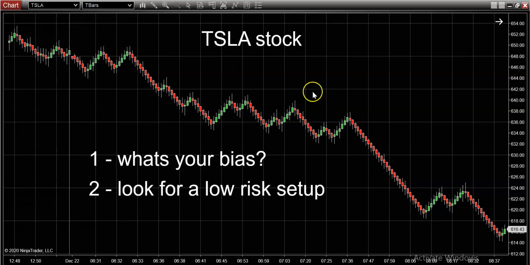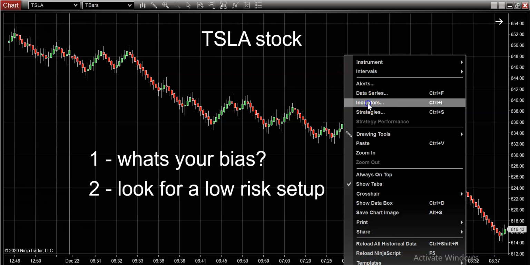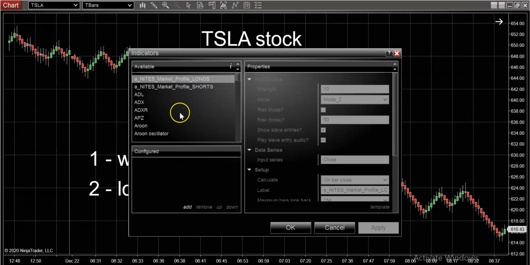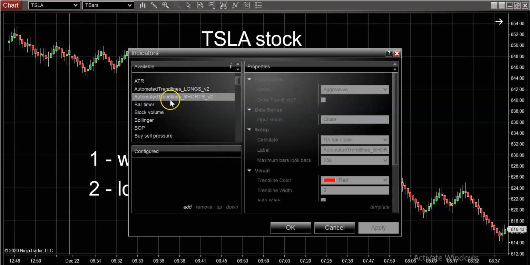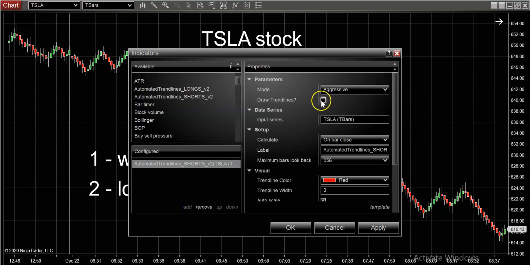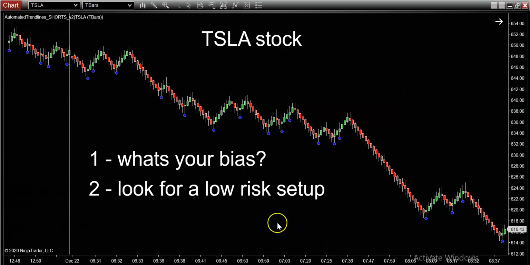Well, watch this. I'm going to right click here in the chart. I'm going to go to my list and I'm going to find something here called automated trendline shorts. Okay, I don't know if you guys can see that. Hope it's visible to you. All right. I'm going to now add it to my Tesla chart. I'm going to hit this box here that says draw trend lines. All right. And let's take a look and see what happens.